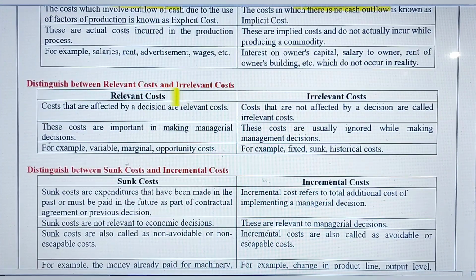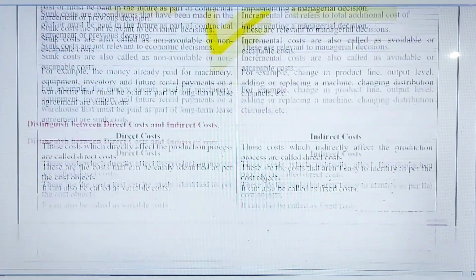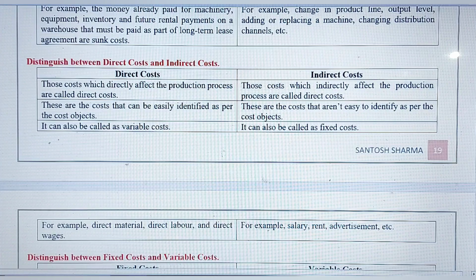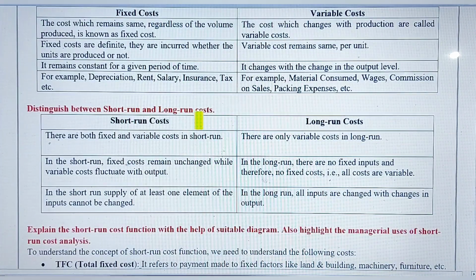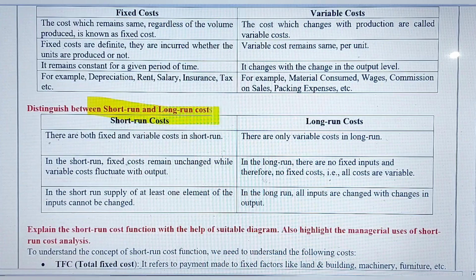Explicit is more important. Then you should revise the sunk cost and incremental cost. So this is going to be an important one. Direct and indirect cost is easier. Fixed cost and variable cost, that also you can easily write. Short run and long run cost, so this is more important.